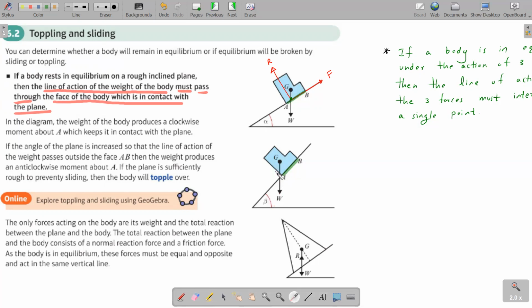So definitely when you jump this particular range, the normal reaction, the weight, and the friction cannot meet at a single point. This is a case where you have toppling here. This is a case where the object will definitely topple, like, it will fall over. Right, guys? So this is an important diagram.